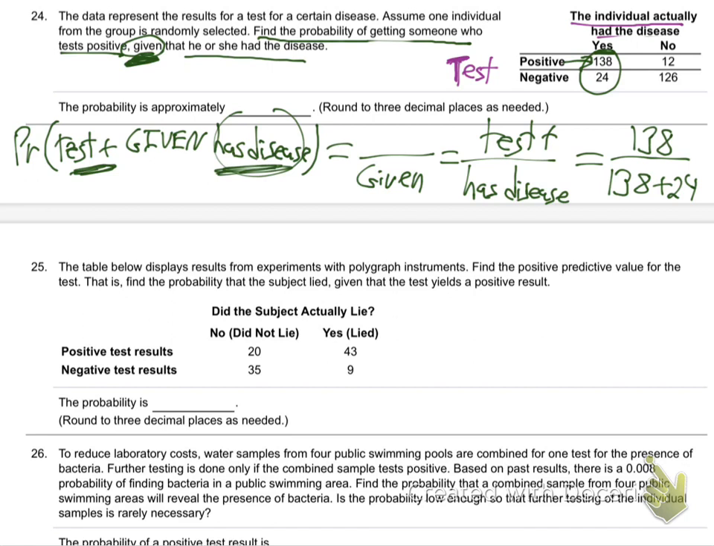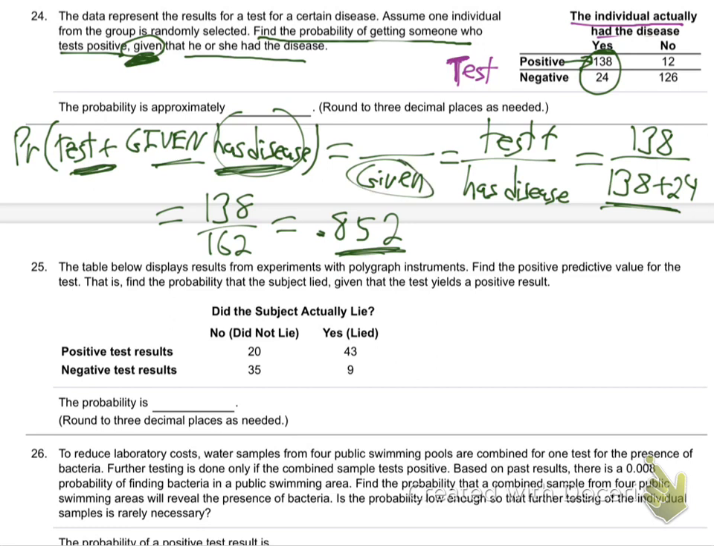138. So it's going to be 138 over, and then add those in your calculator. What is that? 151, 62, I think, when you add those two numbers. Yeah. And then divide on your calculator to get a decimal. I'm getting 0.852. There we go.